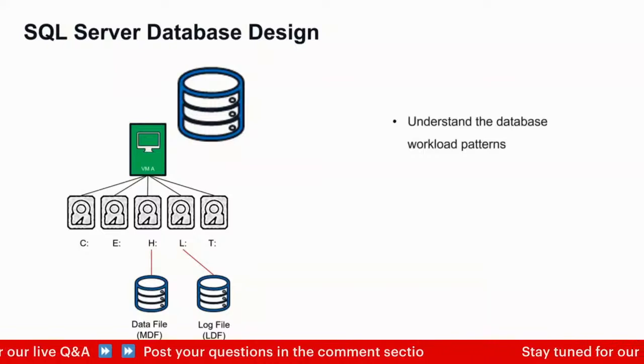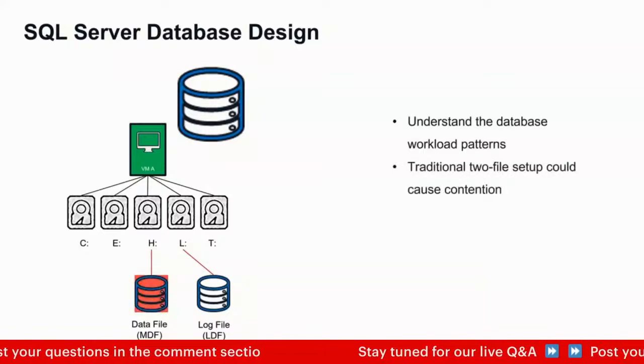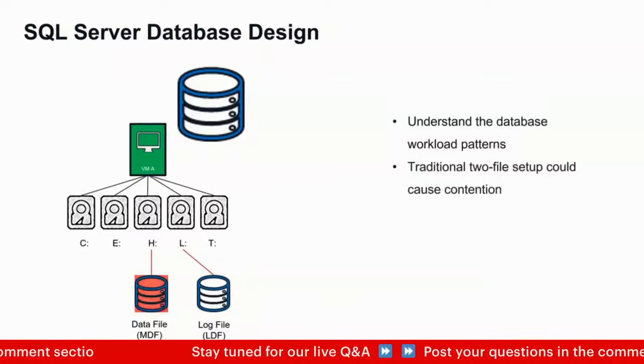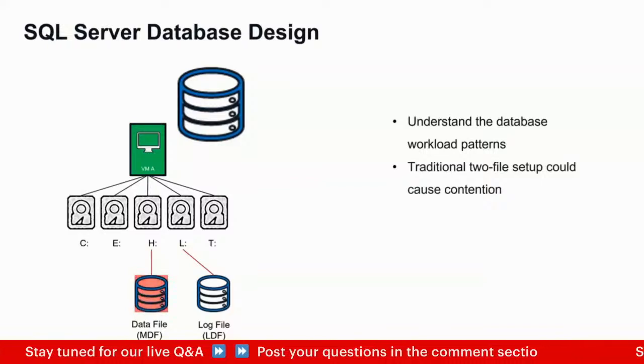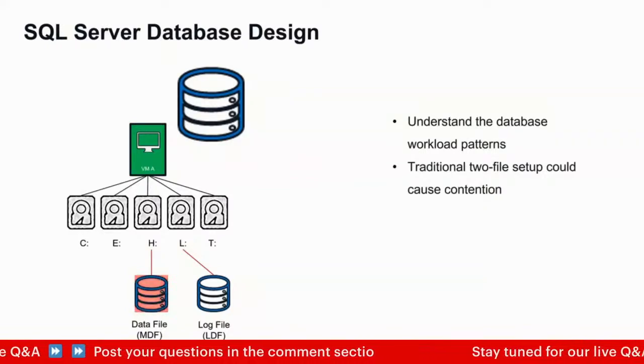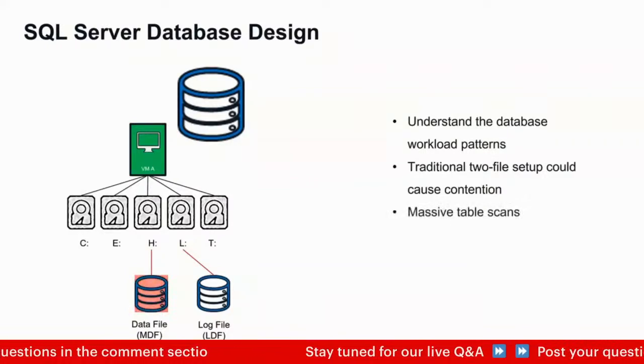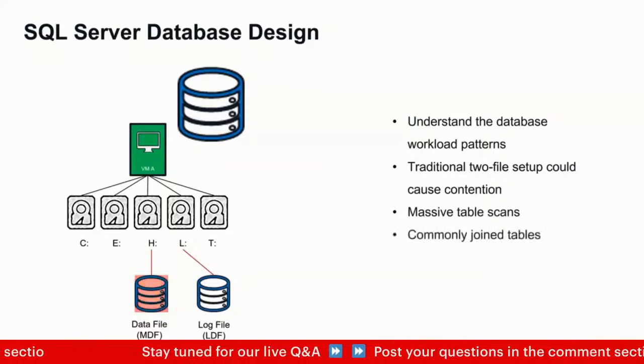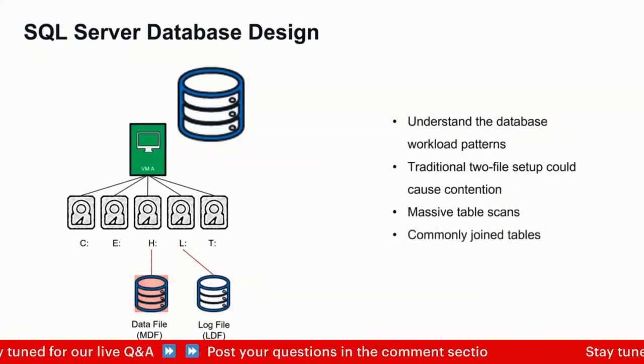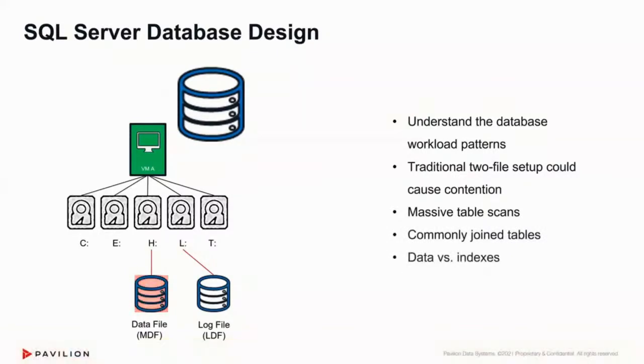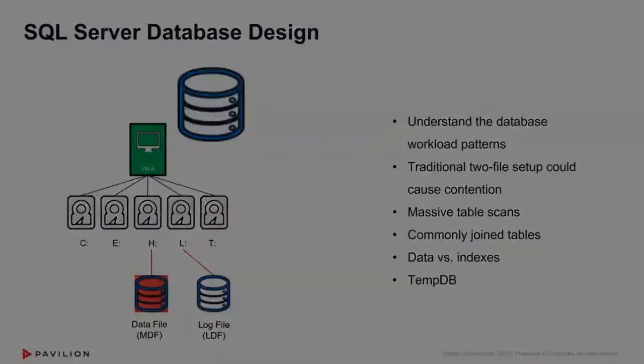I got to understand what my workload is actually doing in there. This two-file setup could honestly be causing a hotspot inside the data file, and you end up with massive problems like table scans can lock the table. If you have commonly joined tables, you can have a metadata hotspot in there. If I'm scanning indexes and rereading data all the time, it can slow things down. I could have tempdb concurrency for things like sorts, or if I don't have enough RAM, it spills there and it's not fast enough and it can't keep up. It's not fun.